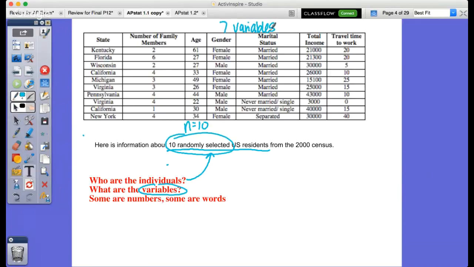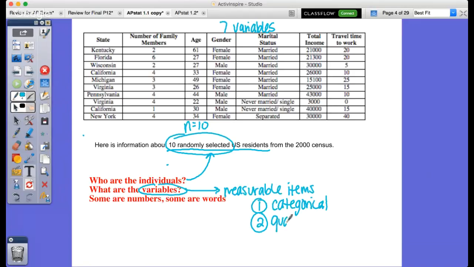Variables are things that we measure. So these are like measurable items. Sometimes these measurable items can come from 2 different things. The first thing that we have is something called categorical. Probably have heard this before in another class. And the second thing we have is what we call quantitative. So quantitative and categorical. Now, it kind of is everything that you probably already know about these 2 different variables.